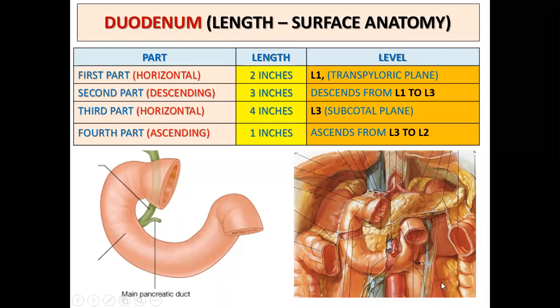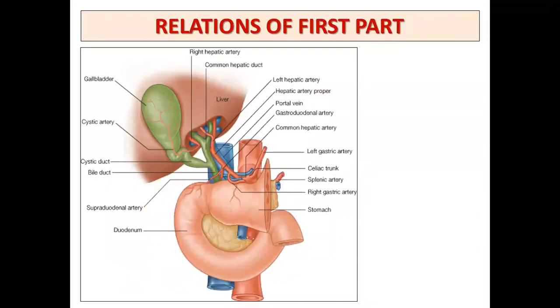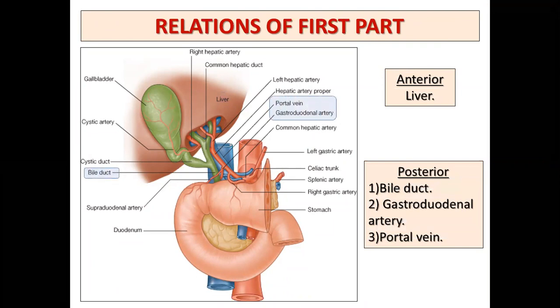So these are the four parts of the duodenum and their inches: 2, 3, 4, 1. Now coming to some of the important relations of the duodenum. Coming to the first part, if you see here, this is the pylorus of the stomach. Then it will continue as the first part of duodenum here.